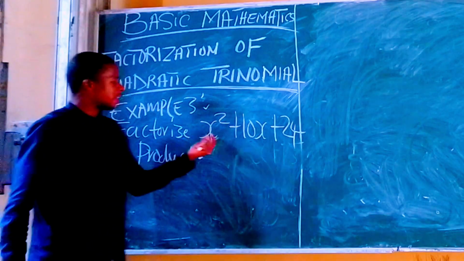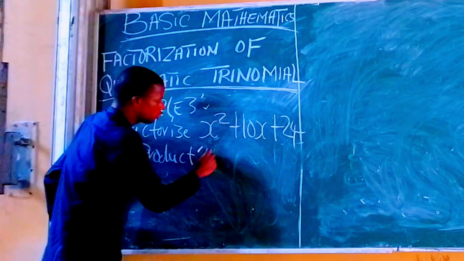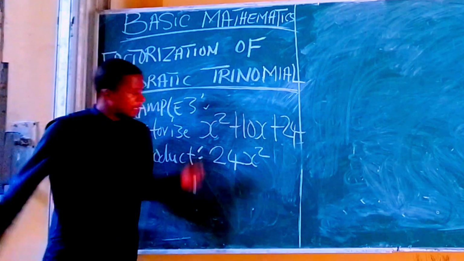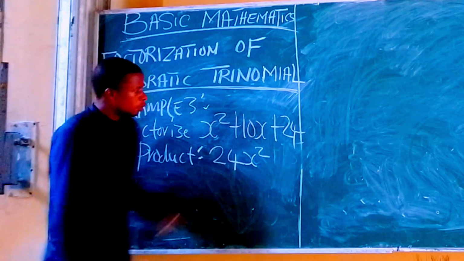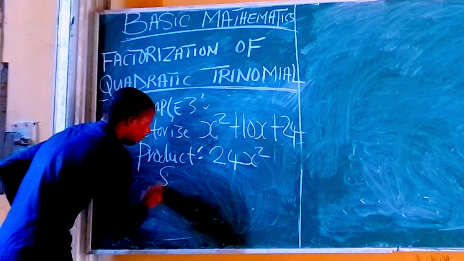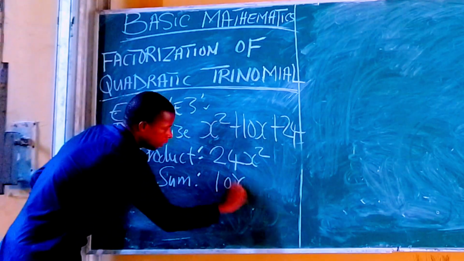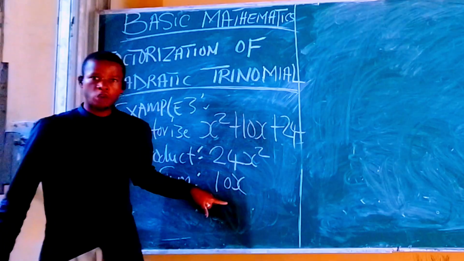When you multiply the first term and the last term, we will have x squared times 24, which gives us 24x squared. This is our product. Then our sum is the number that you have in the middle, which is 10x.